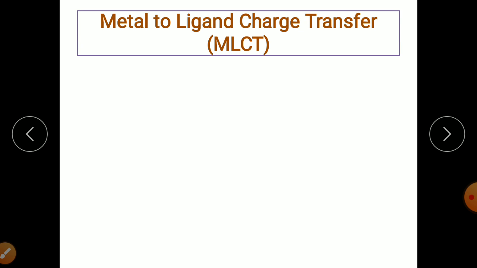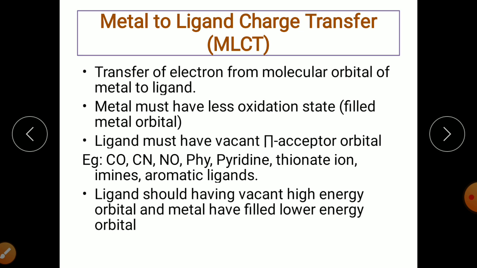And next one is metal to ligand charge transfer, one of the types of charge transfer spectra. It means the electron moves from a lower metal orbital to a higher ligand orbital. So here there is transfer of an electron from the metal molecular orbital to the ligand orbital. The metal must have a low oxidation state.